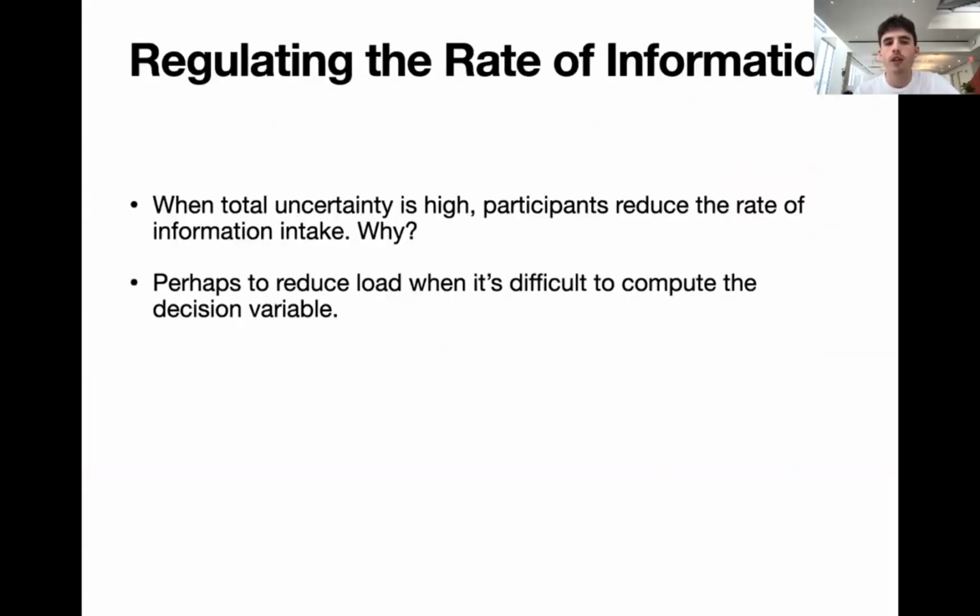But choosing the table that you're least uncertain about amounts to reducing the rate of information intake. Why are participants doing that when total uncertainty is high? Perhaps they're doing it in order to reduce load when it is difficult to compute a decision variable. But you may ask if that is a suboptimal thing to do. They are reducing the rate of information intake.